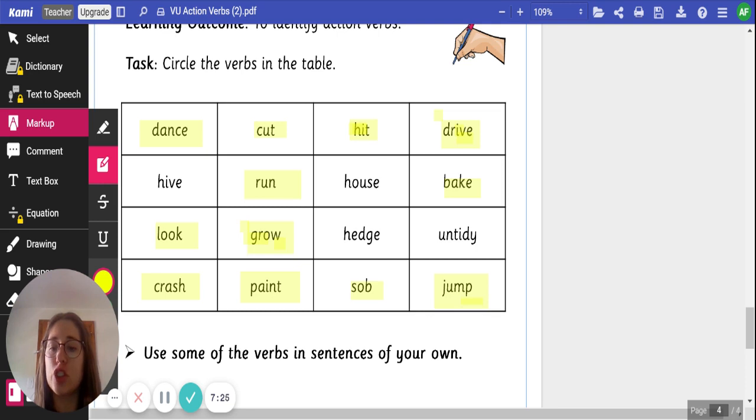The last thing I'd like you to do today is use some of the verbs that you wrote down in sentences of your own. Go ahead and give me about 4 sentences, maybe 5 if you feel like challenging yourself, and write sentences circling the action verbs.